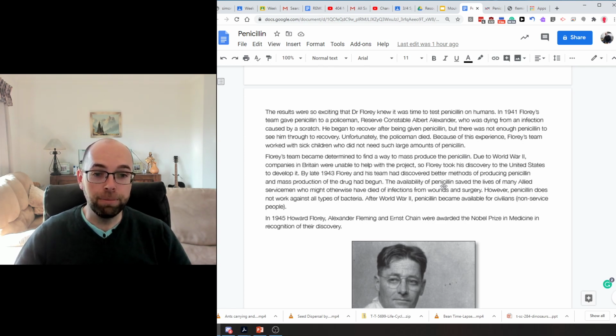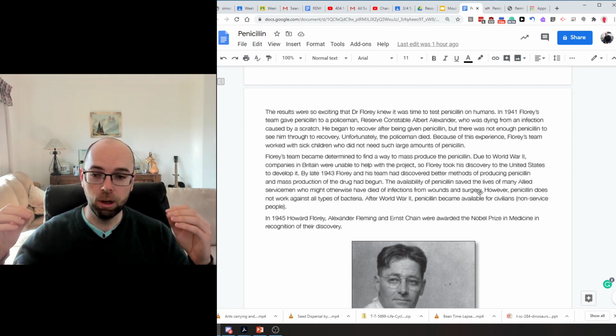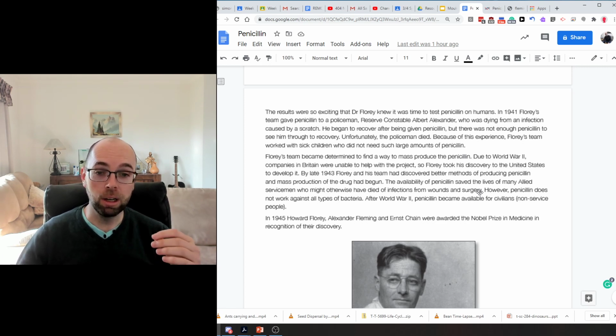The availability of penicillin saved the lives of many Allied servicemen who might have otherwise died of infections from wounds or surgery. So it saved the lives of lots of soldiers, because this was World War II. This was massive. Lots of fighting, lots of killing, and lots of people getting cuts and scratches or wounds or surgery. And penicillin saved lots of their lives.